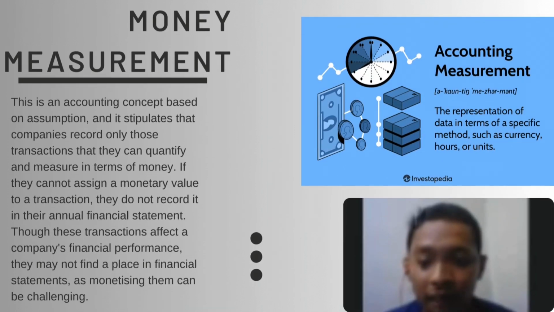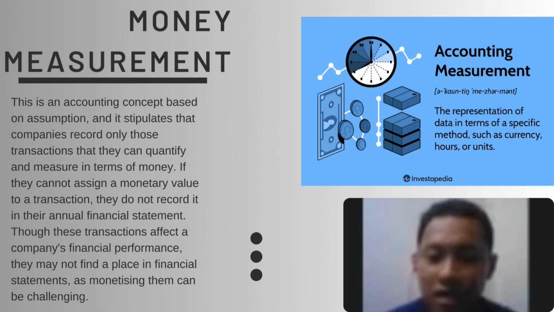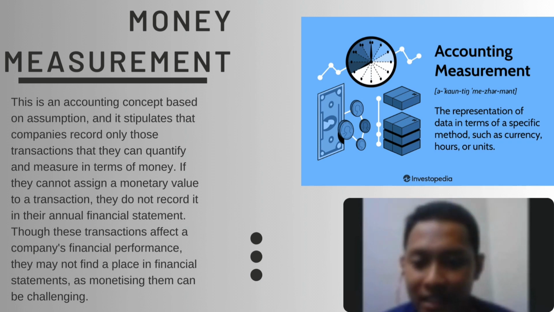The money measurement is an accounting concept based on assumption and stipulates that companies record only those transactions that they can quantify and measure in terms of money. If they cannot assign a monetary value to a transaction, they don't record it in their annual financial statement. Even if the transaction affects the company's financial performance, it may not find a place in financial statements as monetizing it can be challenging.